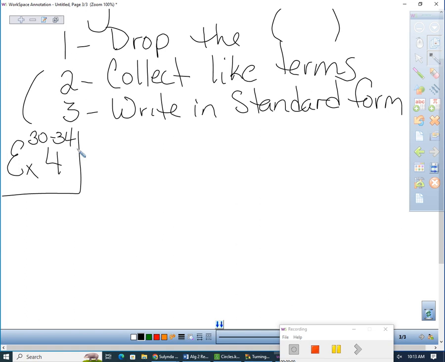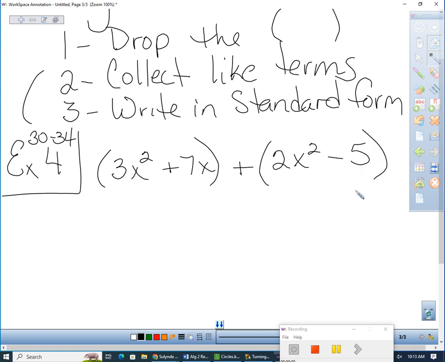All right, so maybe it looks like this. We have 3x squared plus 7x plus 2x squared minus 5. So you have a polynomial added to another polynomial, right? So step number 1, we're just going to drop those parentheses. So I have 3x squared plus 7x plus 2x squared minus 5.